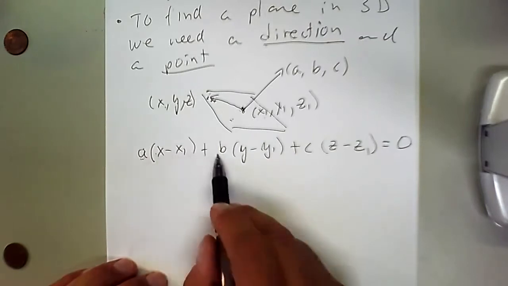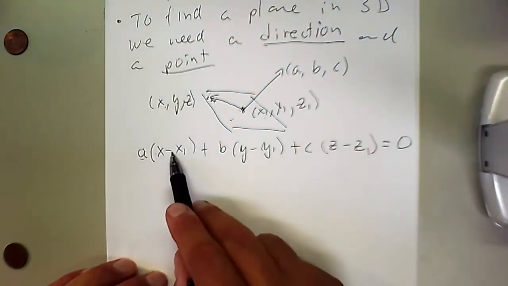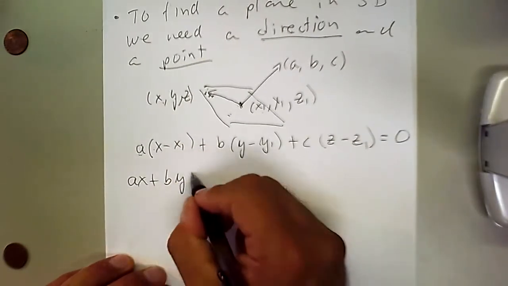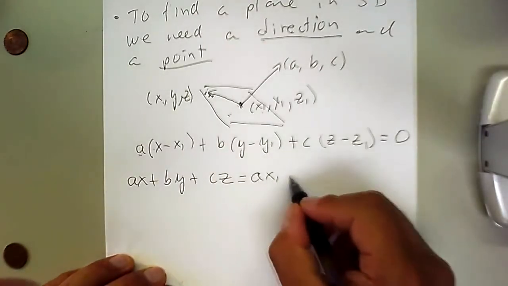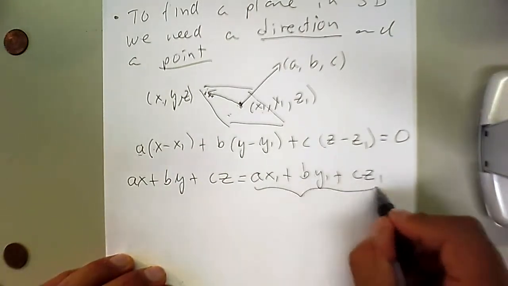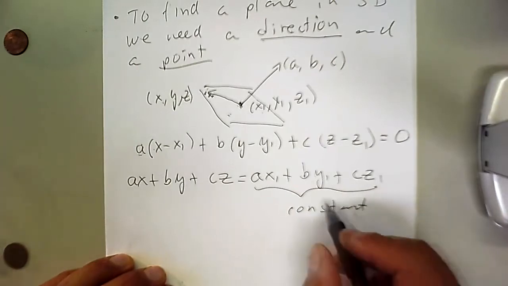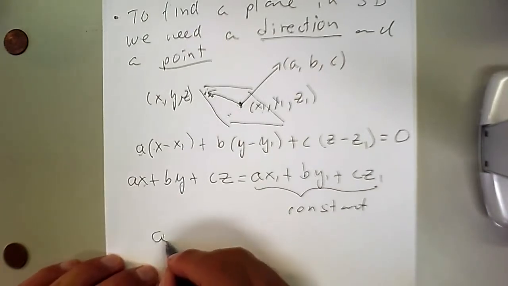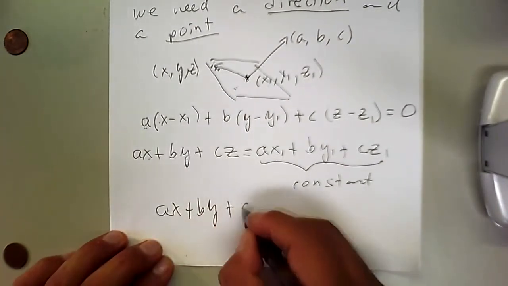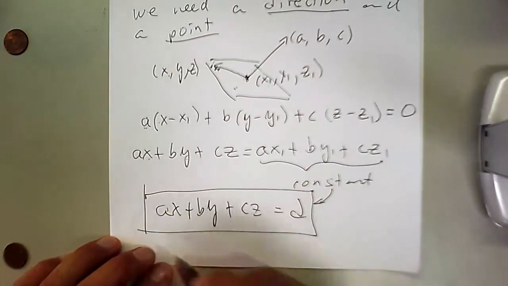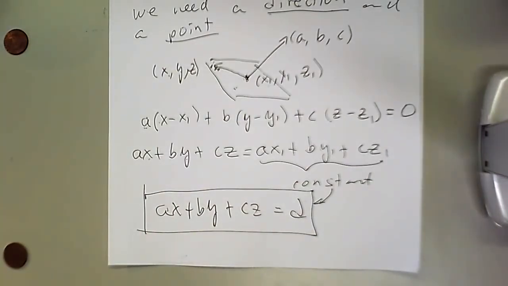We can distribute the A, B and C and then move the constants to the other side of the equation. So we end up with Ax plus By plus Cz equals Ax1 plus By1 plus Cz1. And this is a constant because those are just numbers. And there are the variables x, y, z with their corresponding coefficients. So we typically rewrite this as Ax plus By plus Cz equals D, where D is the same constant. And so there is the equation of the plane. Okay, so you need a direction and you need a point.